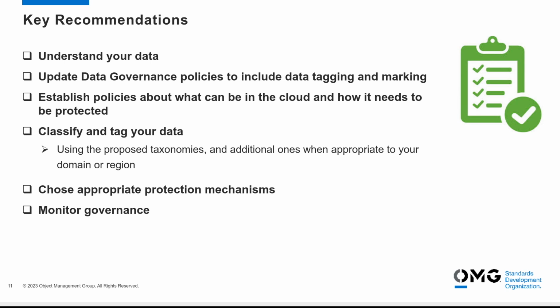Establishing policies of what can be in the cloud and how it needs to be protected are very important. Classifying and tagging your data is certainly what we've been talking about, and choosing appropriate protection mechanisms. Well, that's a heck of a lot easier when you know what the data is. So if you've got this meta layer, you can do things at the perimeter with your Palo Alto. You can do things at the application layer with policy enforcement points. You can do things with policy languages like XACML. You have a heck of a lot more control over your ecosystem without all the overhead of the manual process that you may or may not have today.